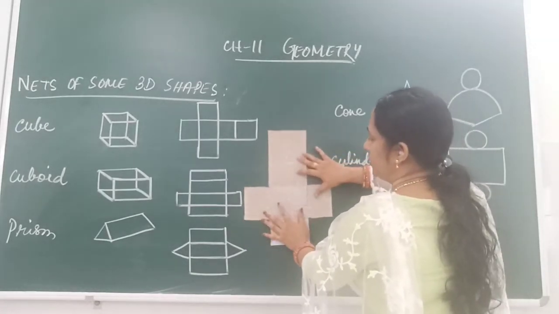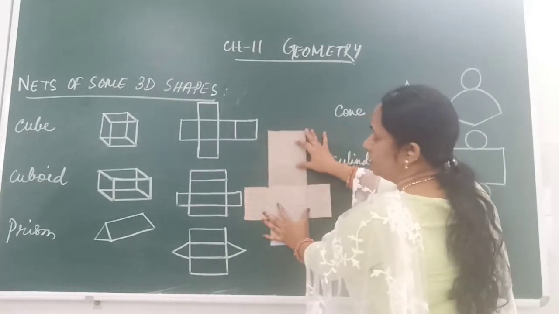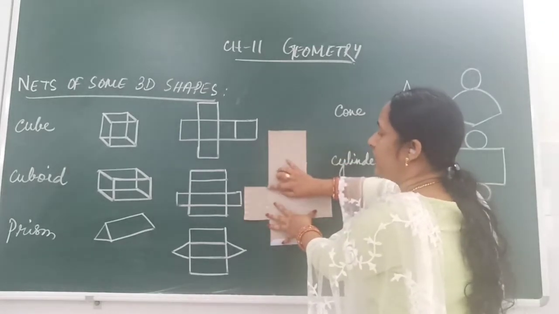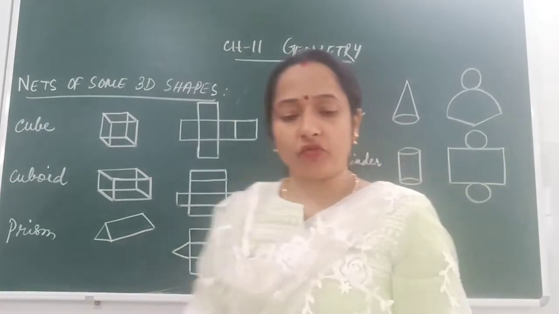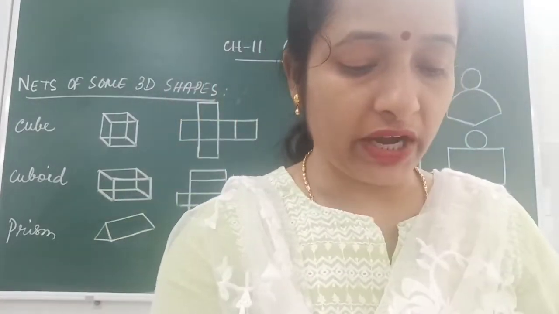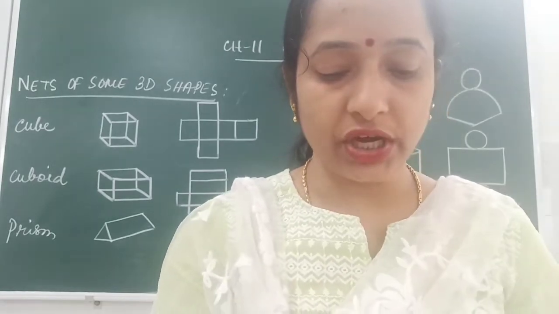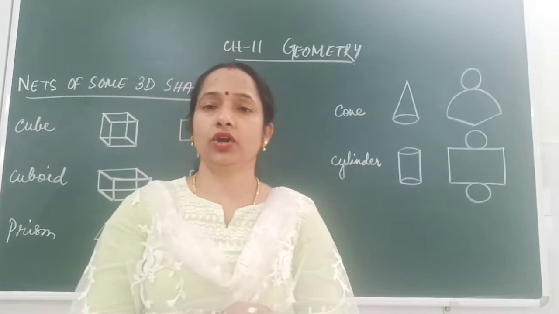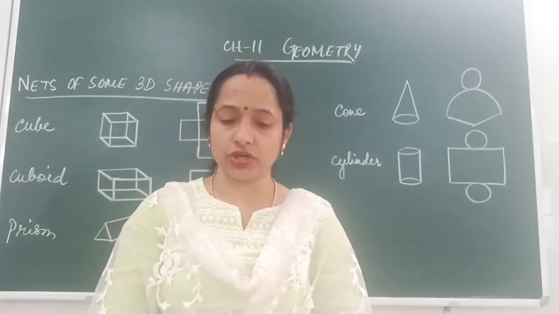Now this net of the cuboid has all flat faces. It has no height, it has only 2 dimensions: length and breadth. So the shapes that have only length and breadth are called two-dimensional shapes, whereas if you have length, breadth and a height or any thickness, then it will be considered a three-dimensional object.